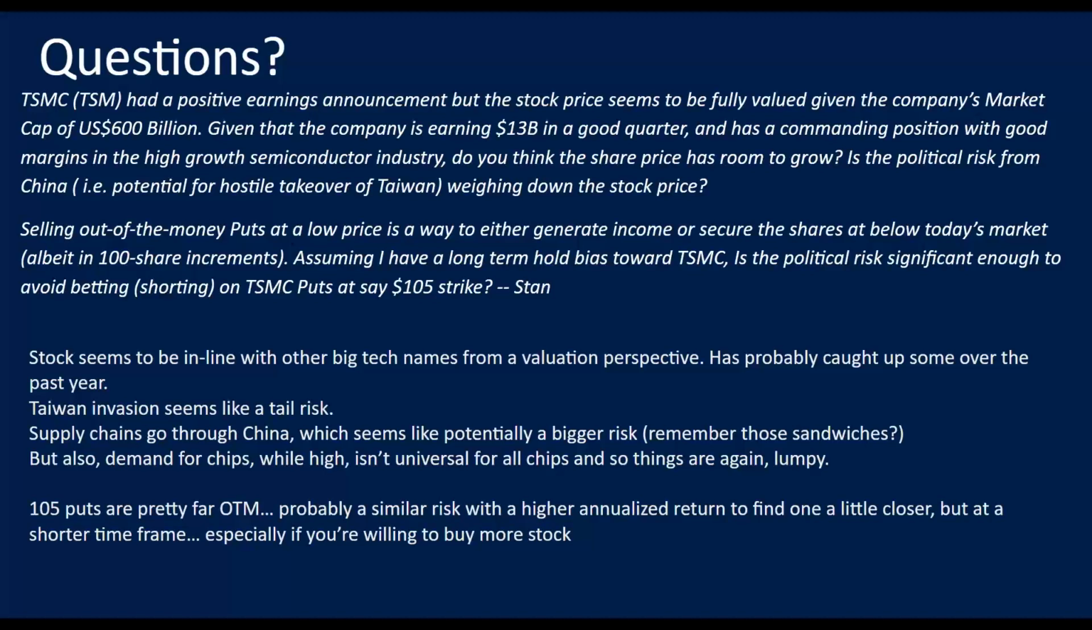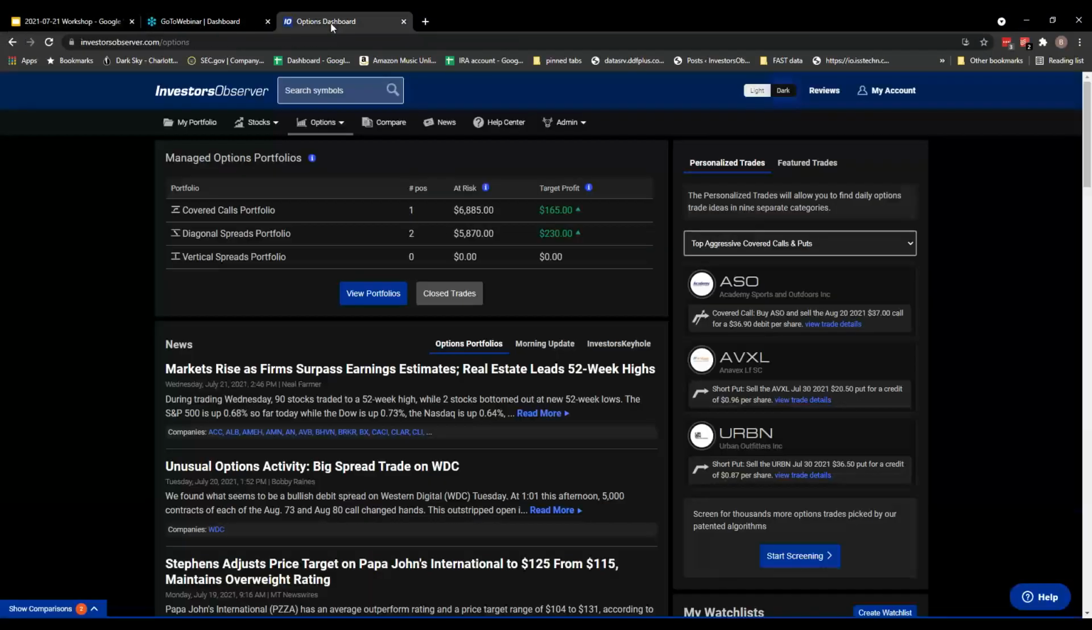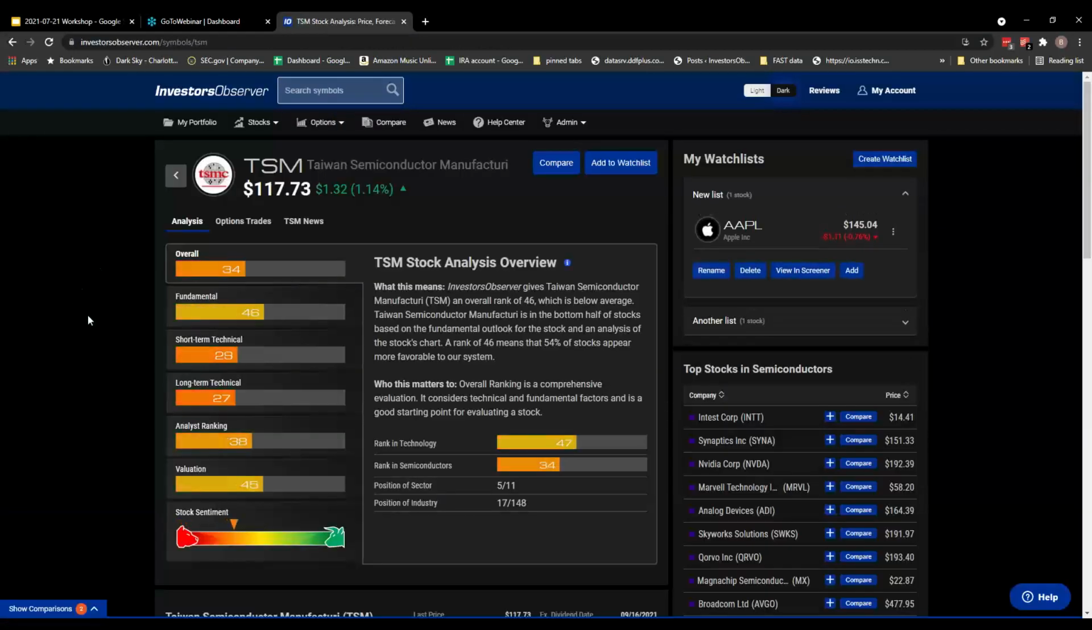And then he wanted to know about selling out of the money puts as a way to either generate income or secure shares at below today's market. Is the political risk significant enough to avoid this put selling strategy? So let's pull up some stuff on TSM and take a look here.